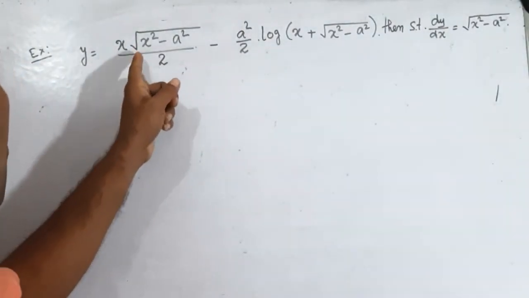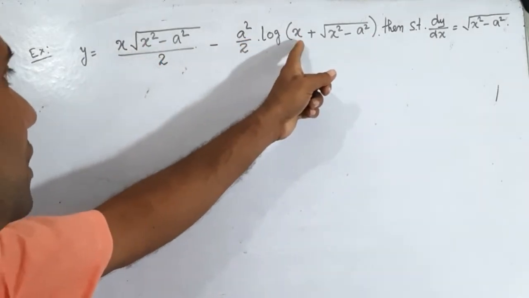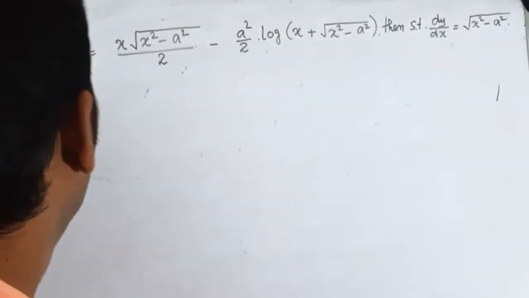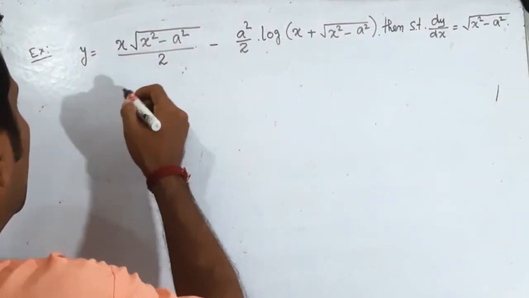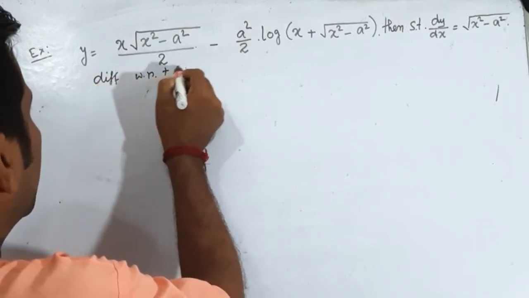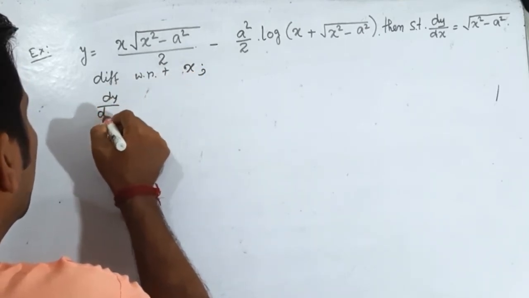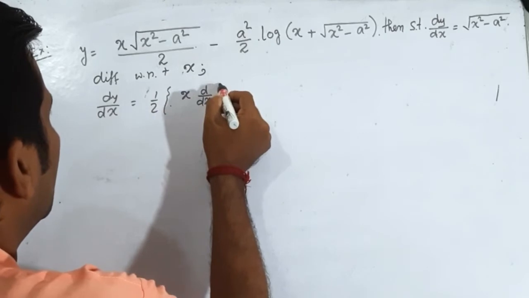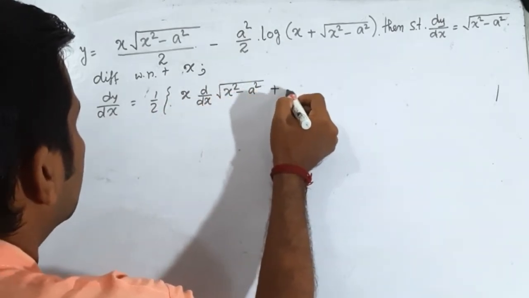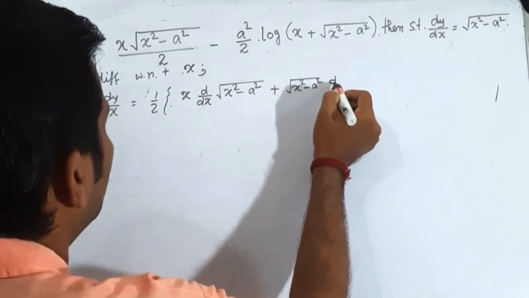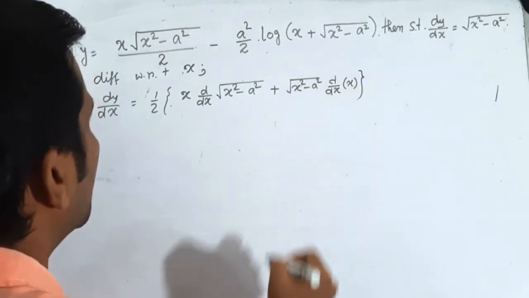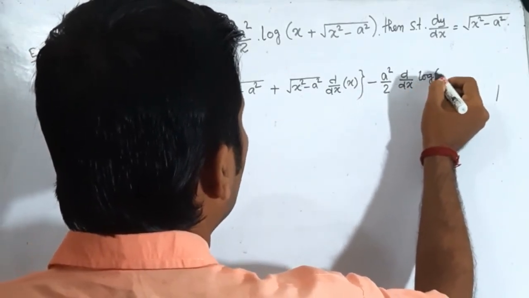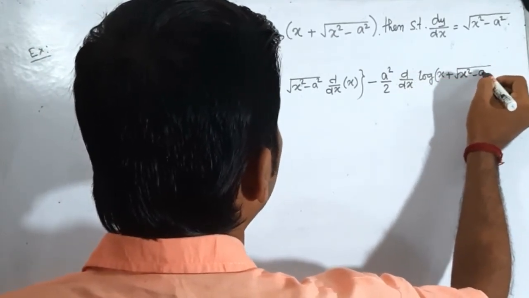The problem is y = (x/2) root(x² - a²) - (a²/2) log(x + root(x² - a²)). Then show that dy/dx is equal to root(x² - a²). So differentiating with respect to x, we get dy/dx = half into x into d/dx of root(x² - a²) plus root(x² - a²) into d/dx of x, minus (a²/2) d/dx of log(x + root(x² - a²)).